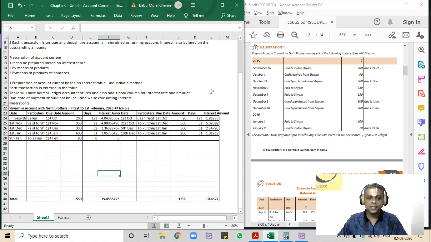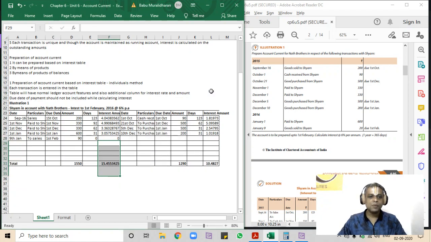Now, the account currency says the total interest that needs to be paid to Shyam is 15 rupees and the total interest that needs to be received from Shyam is 10 rupees 48 paise. So the net balance is 4 rupees 97 paise. It is the interest balance as on 1st February. The amount to be paid to Shyam: we have received 1550 and we have to pay 1292. The net amount due is 260 rupees and the interest that is due is 4 rupees 97 paise.